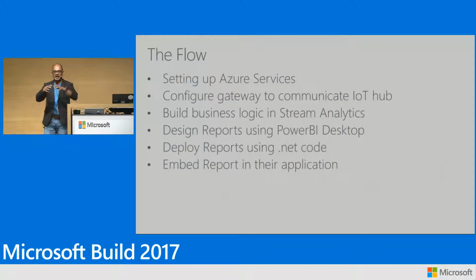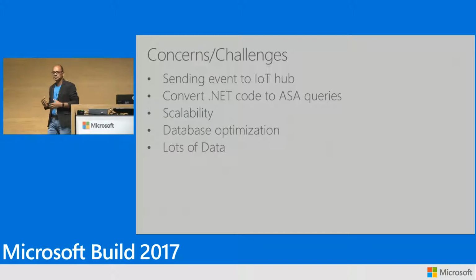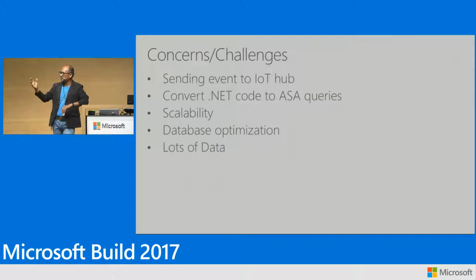Once we put this basic architecture in place, we started working with them, and that's the flow we followed. We set up their Azure services, configured their gateways to communicate to the IoT Hub, built the business logic in Stream Analytics, designed the reports, deployed, and then embedded the report, right? There were some concerns and challenges that came from the View360 team. One challenge, as I mentioned, was sending events to the IoT Hub, where initially we were not able to send the data. So we crossed that. Then we converted the entire .NET code into ASA queries.